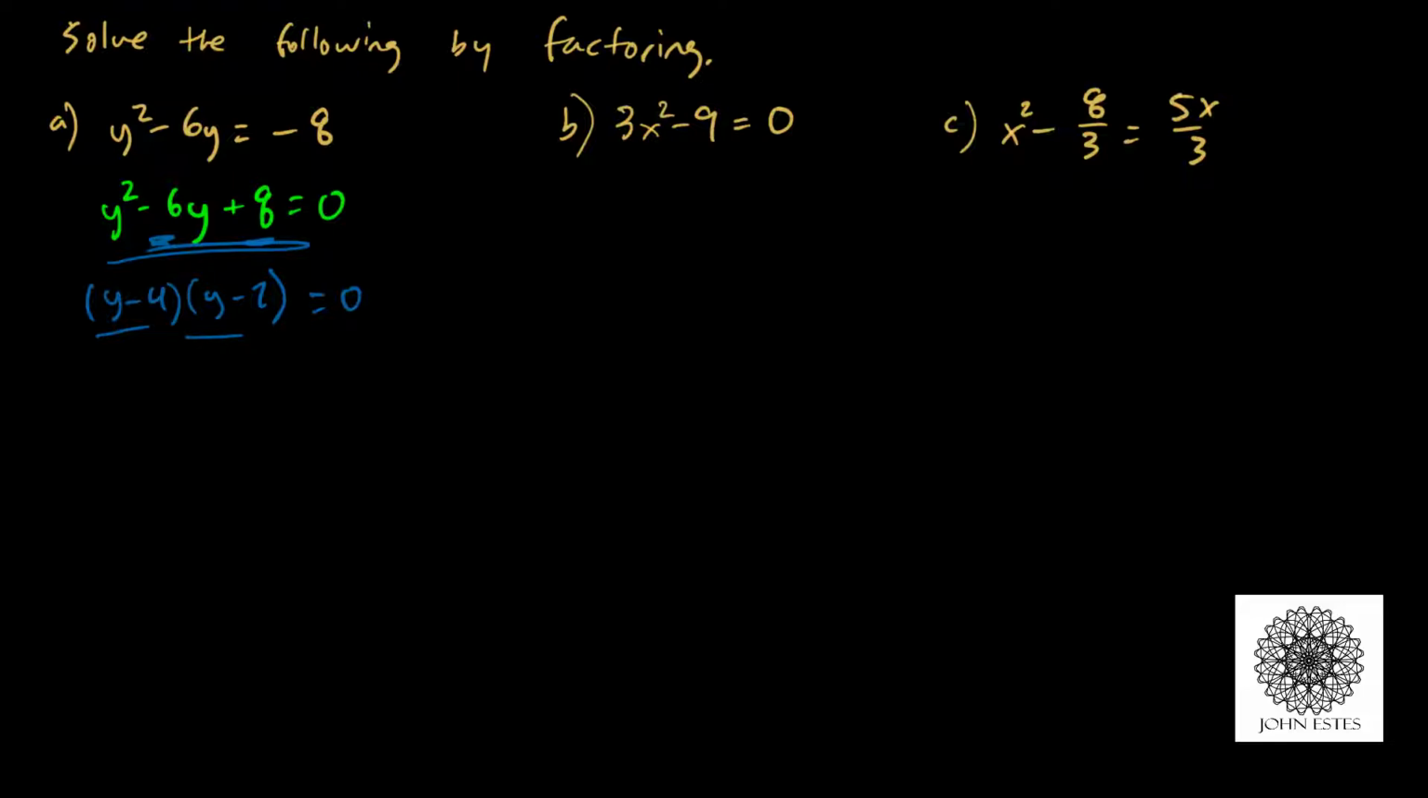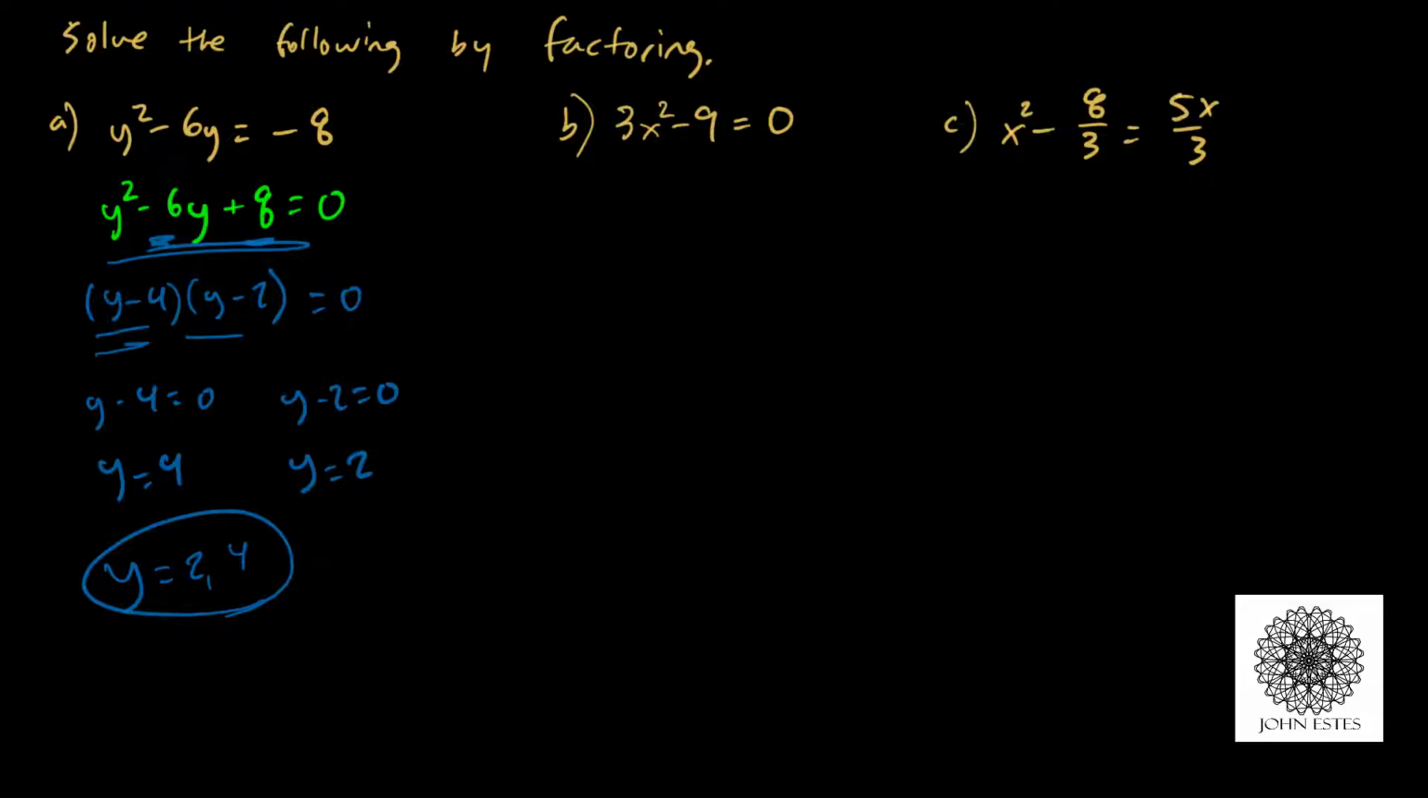From there I get the two linear equations, y minus 4 equals 0, and y minus 2 equals 0. And remember, the reason this works is because of the zero product property. From the first one I get y equals 4, and from the second one I get y equals 2. If you want to write them together, 2 and 4. There are my solutions. Again, this only works because of the zero product property. Two things multiply to give me 0, so you have to have 0 on one side for this to work.